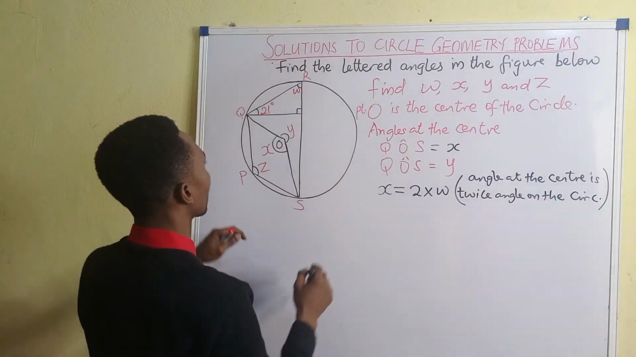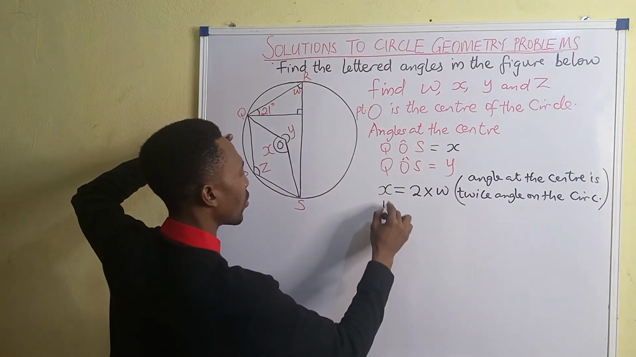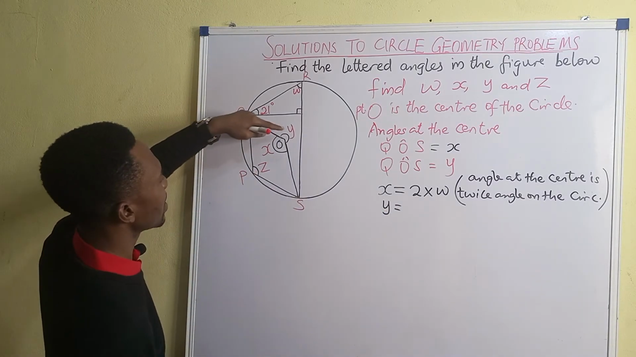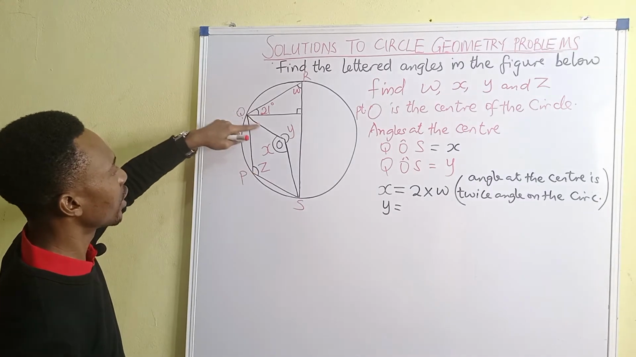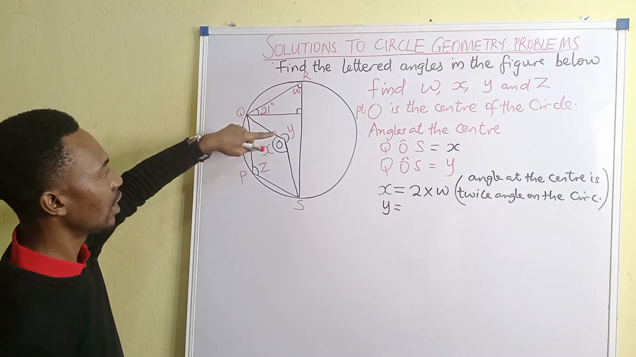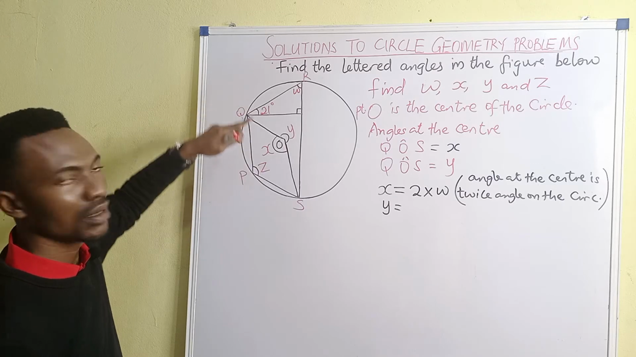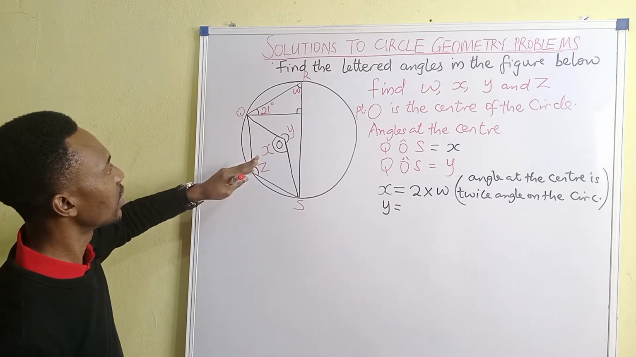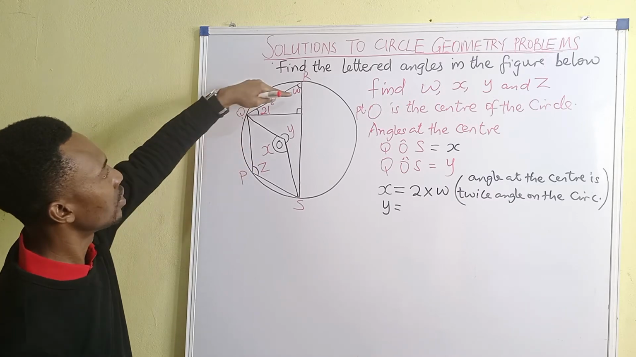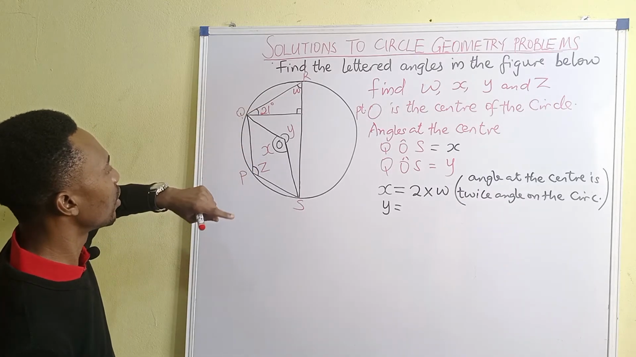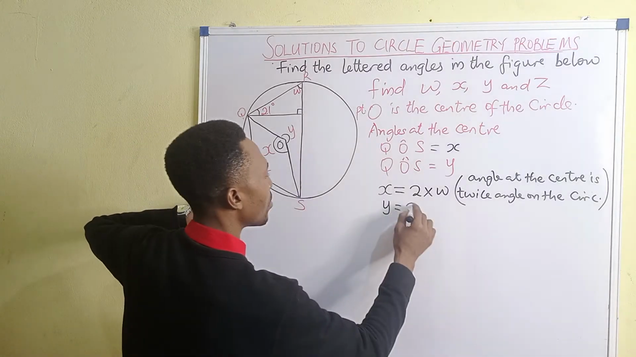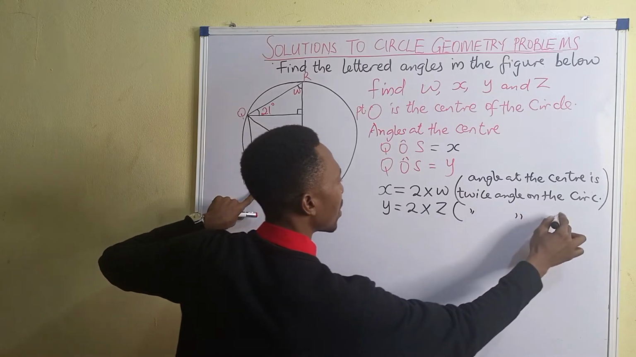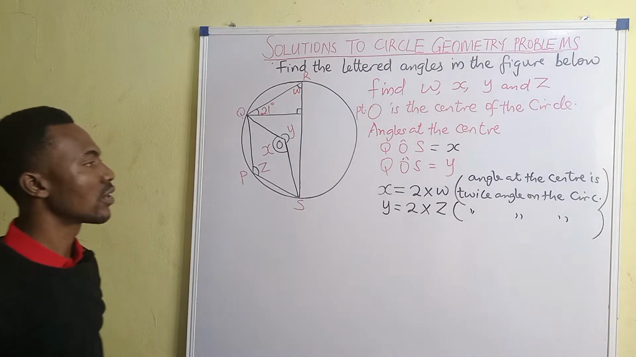Okay. Also, Y is equal to 2 times Z. The reflex angle Y is 2 times Z. Don't forget that Y is a reflex angle. An angle that is greater than 180 or less than 360 is a reflex angle, while this is an obtuse angle. So that's why we relate this to the one above and relate this to the one below. So Y is 2 times Z. The same reason, angle at the center, twice angle at the circumference.